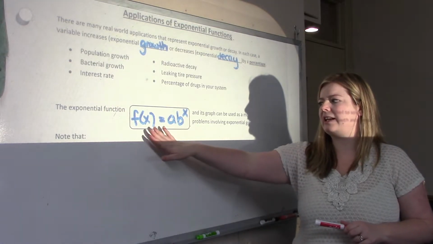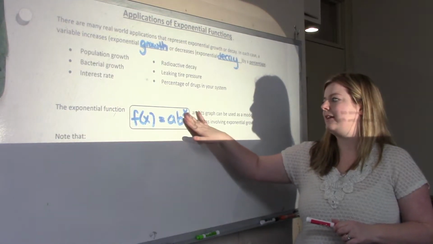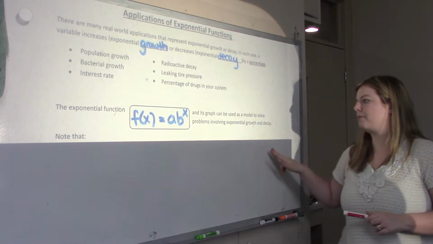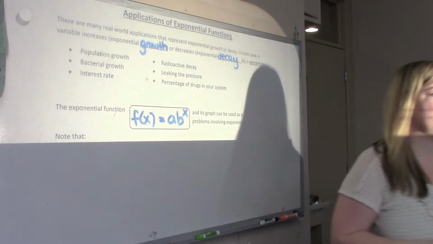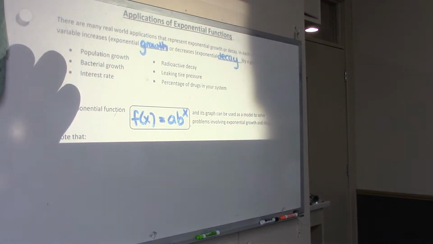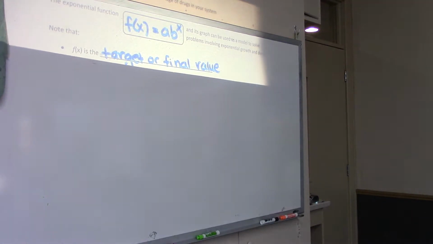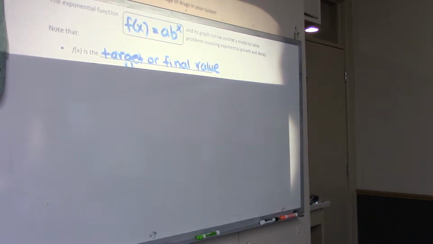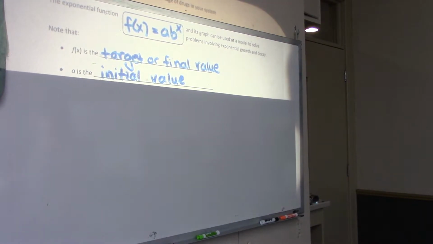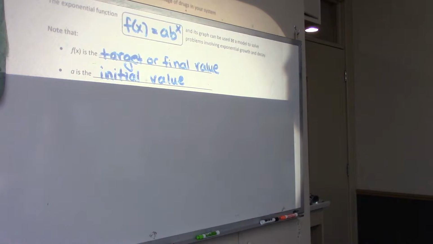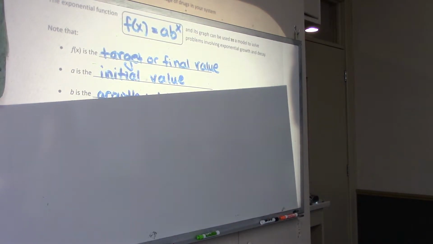So the exponential function f(x) = a times b to the x, and its graph, can be used to model and solve these problems. So each of those letters or variables has a specific role to play. So f(x) is the target or the final value, okay, so what you're trying to get to. A is the initial value. So let's say a population is currently 3,000 people and then raising by 8% every year. A would be the 3,000, what you're starting at.